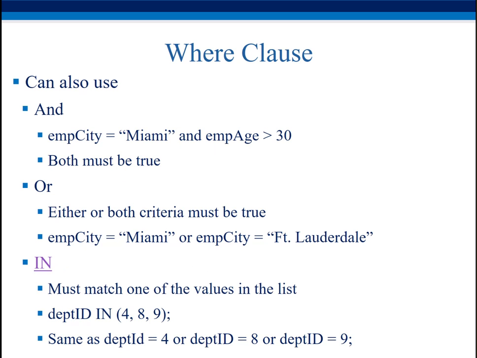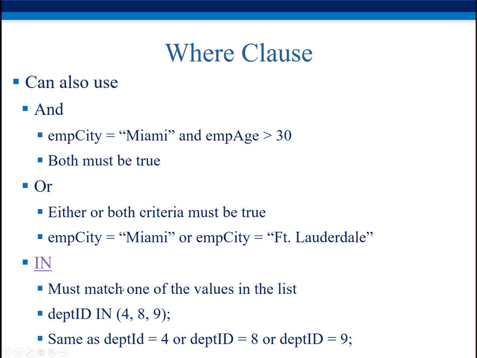Again, we're going to pull all the cities from Miami or Fort Lauderdale. Now be careful: if you have FT with no period, then Lauderdale, that's obviously not going to be the same. It takes it literally. That's why you have things called LIKE, and then IN. So again, you have links to all these things in here.